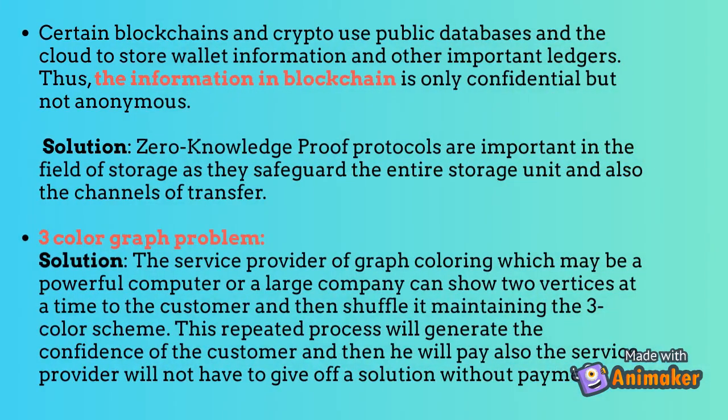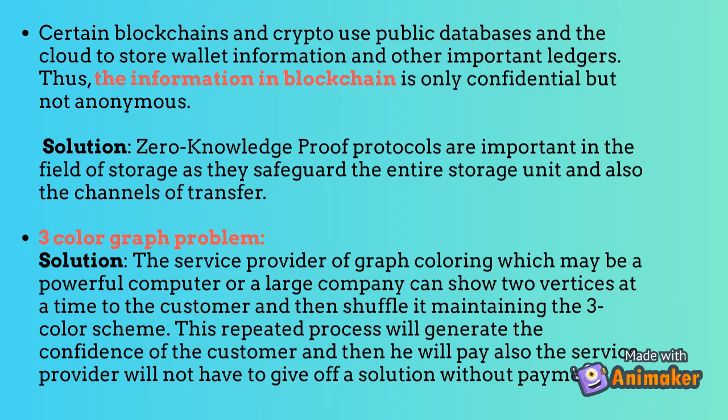Adding to these, certain blockchains and crypto use public databases and the cloud to store wallet information and other important ledgers. Thus, the information in blockchain is only confidential but not anonymous. Solution. Zero-knowledge proof protocols are important in the field of storage, as they safeguard the entire storage unit and also the channels of transfer.